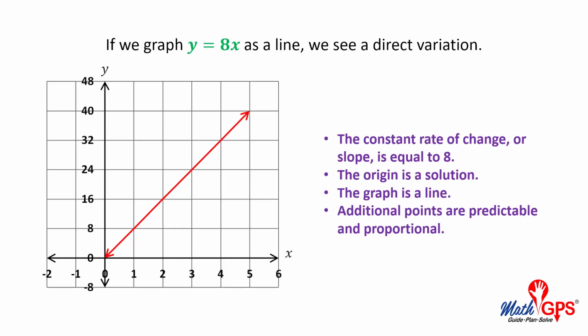When we graph the line, where we connect the points and continue and eliminate all space, we do see a direct variation. The constant rate of change or slope is equal to 8. The origin is a solution. The graph is a line. And additional points are predictable and proportional.